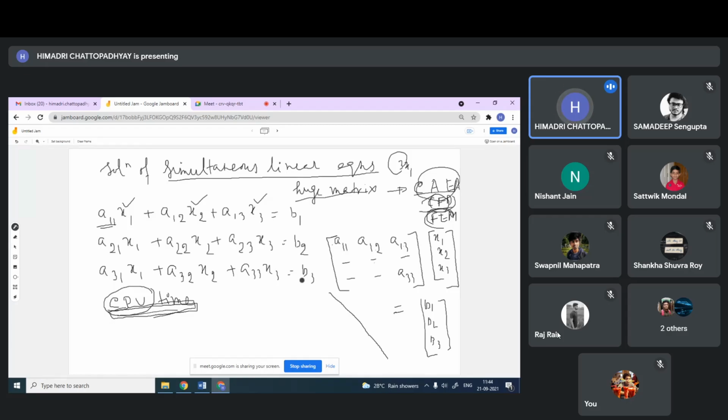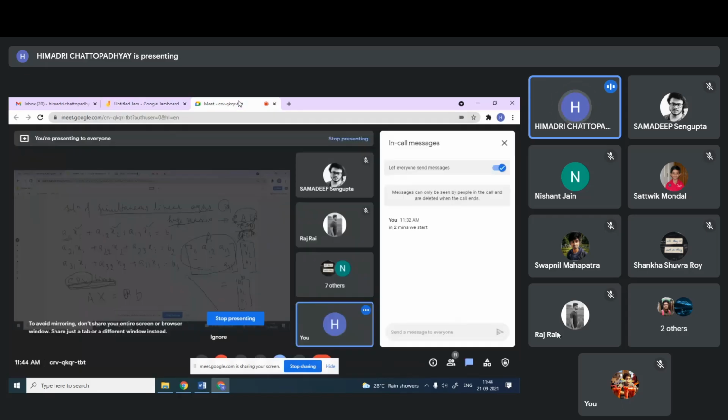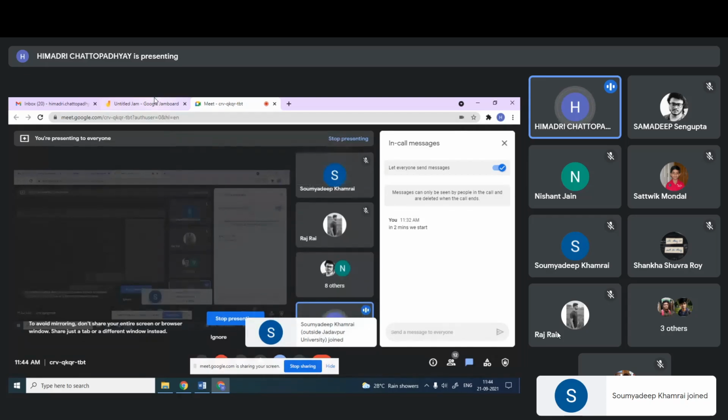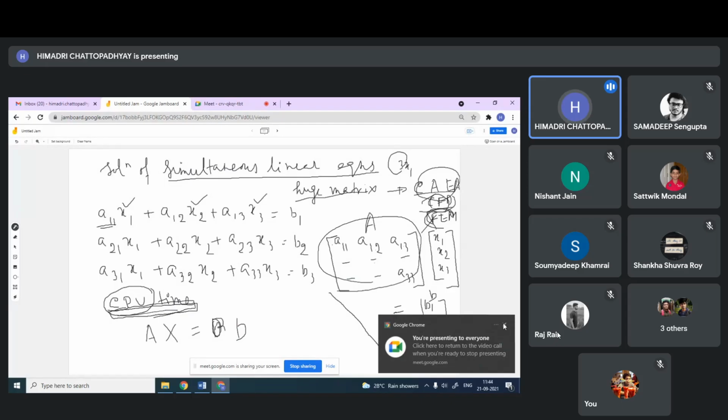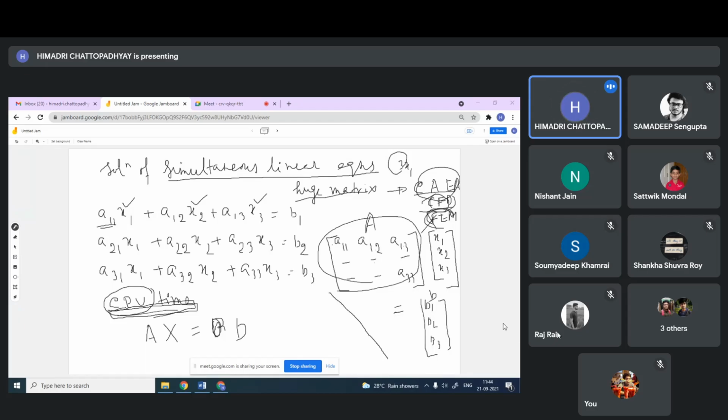So this sort of equation we can also write like this: A into X is B. So this is the A matrix, this is the X matrix, and this is the B matrix. This is not very new; you already know about this. But the method of back substitution: there is a method where we do it by back substitution. We'll show it with some example. Clear?